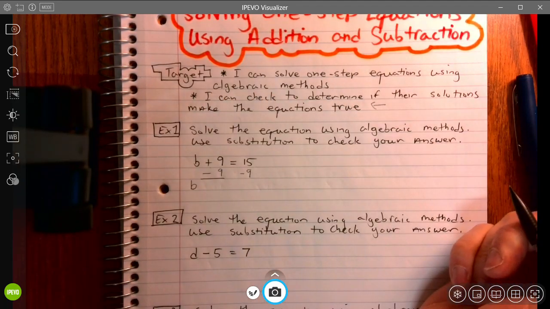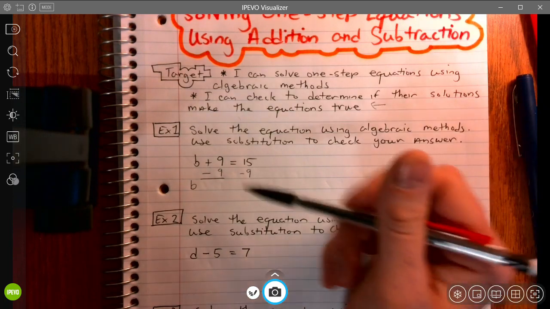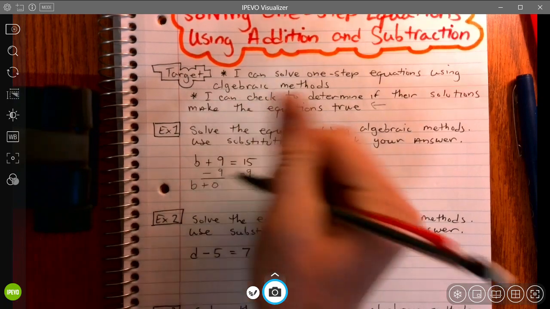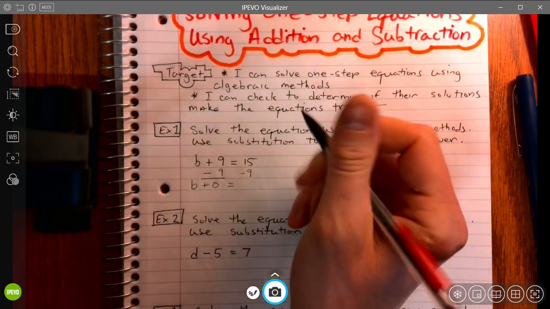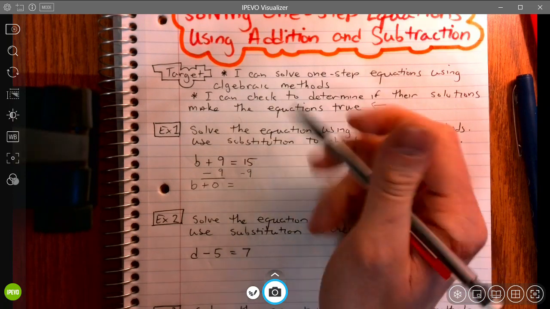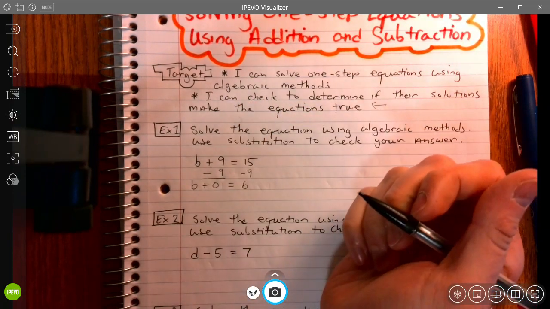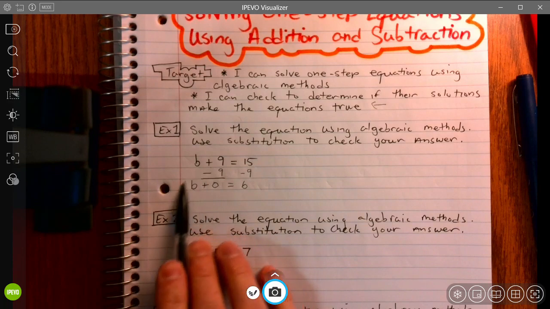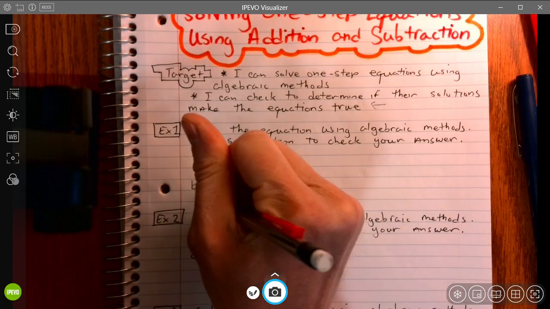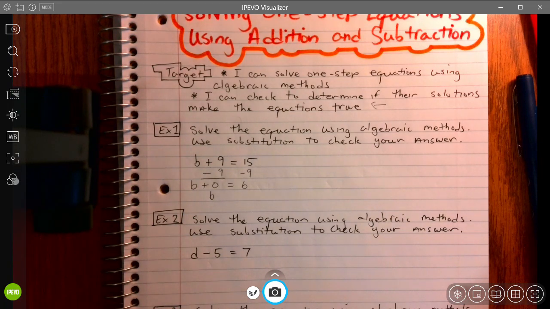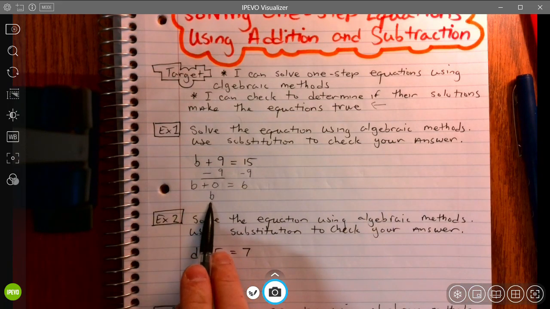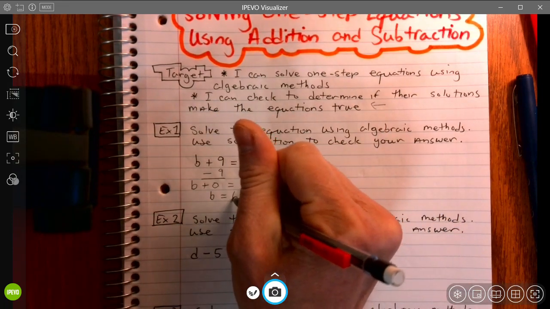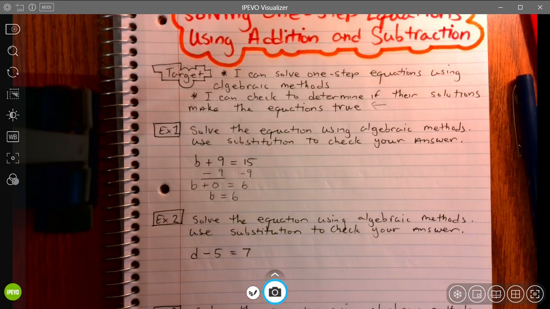Copy down my b, because I haven't done anything. 9 minus 9 is 0. And 15 minus 9 is 6. I can simplify this further. b plus 0, well, that's just b, right? Anything plus 0, it's just itself. I copy down my equal sign, and I get b is equal to 6.